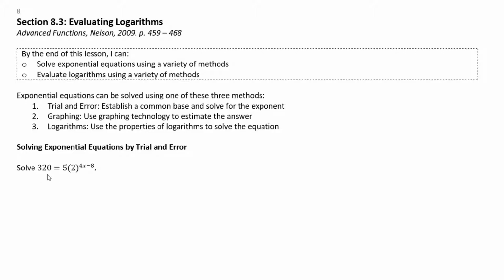The first thing that we're going to look at is the idea of solving exponential equations using trial and error. So if we take a look at this example right here, 320 is equal to 5 times 2 to the power of 4x minus 3. The trouble with this equation is that the x appears in the exponent. So this is something a little different than what we've seen in past years where we could just rearrange and solve for x. The x is an exponent, so we need to get the x somehow out of the exponent or create an equation by which we can evaluate x.